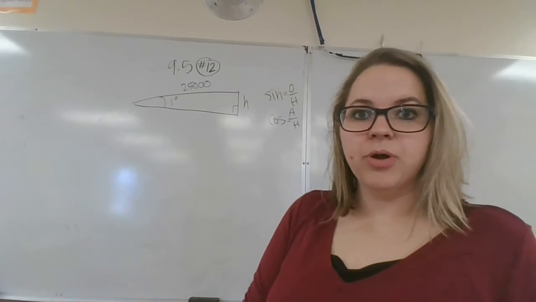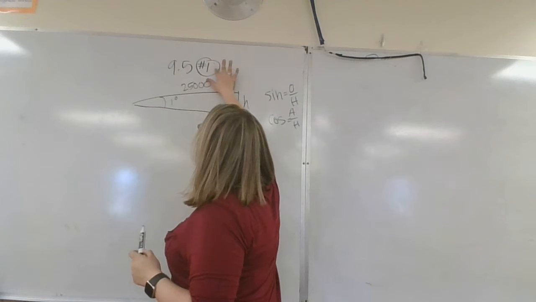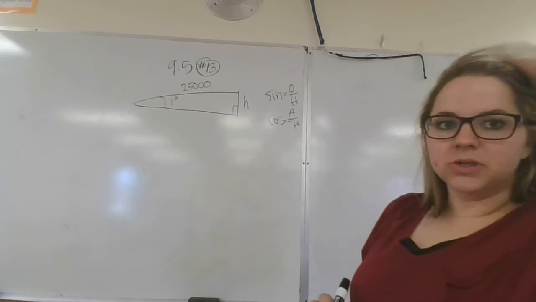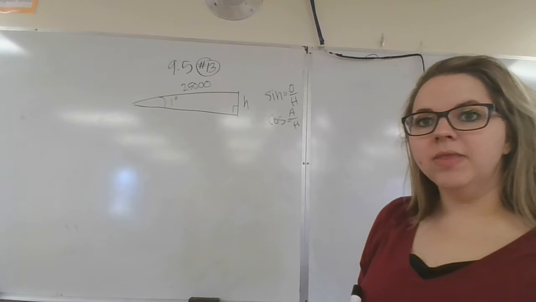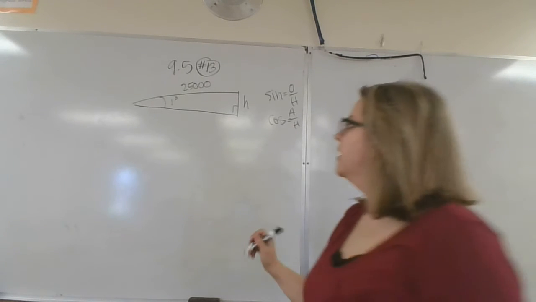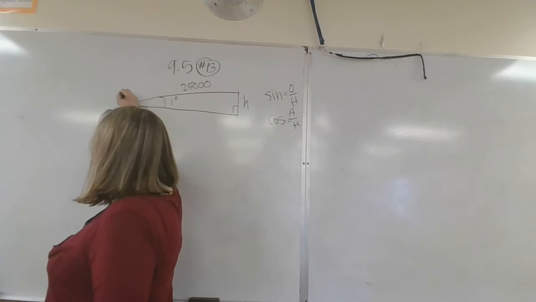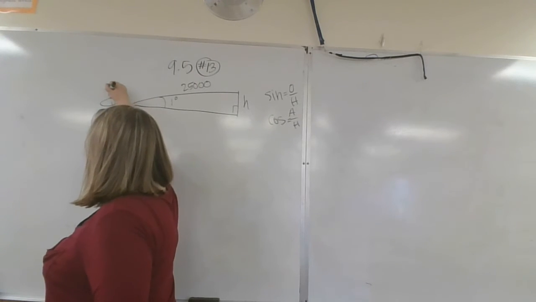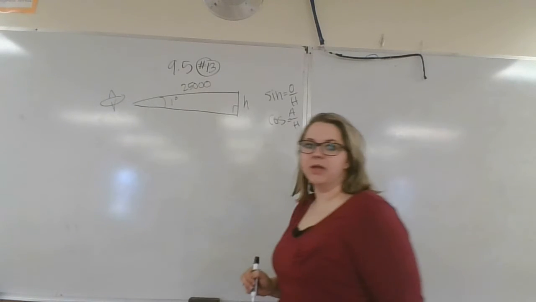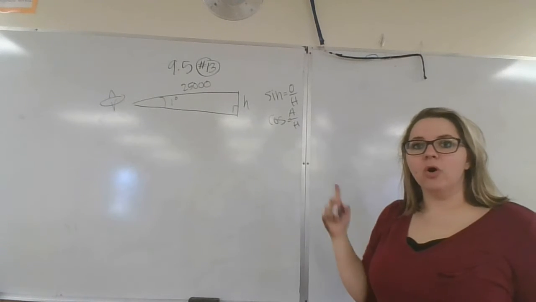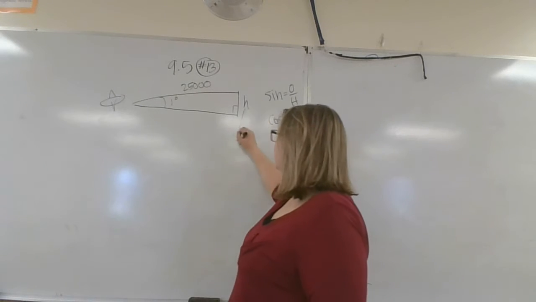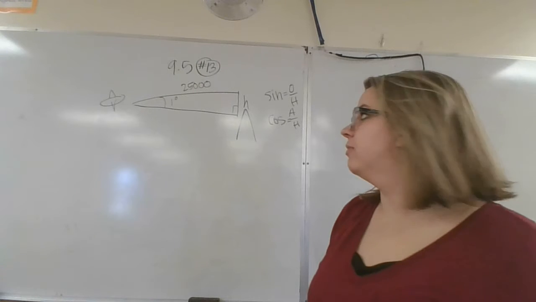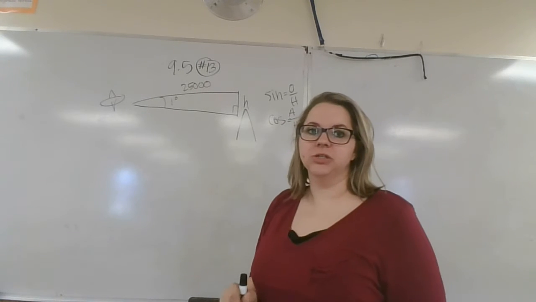Okay, here is 9.5, number 13. So on this one, it says there's a plane flying. Here's my plane. There's my plane flying in the air. It wants to pass over this tower that's over here. We need to know how high it needs to fly to get over this tower. So we're wanting to find our h.